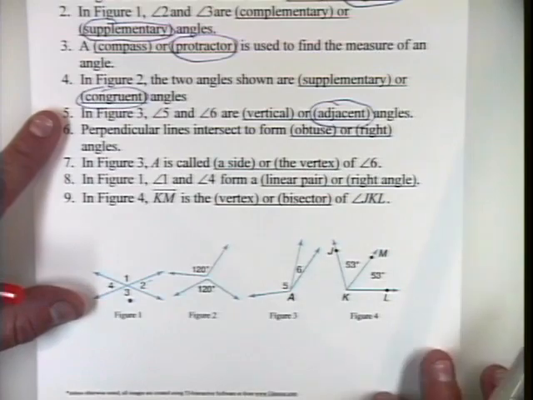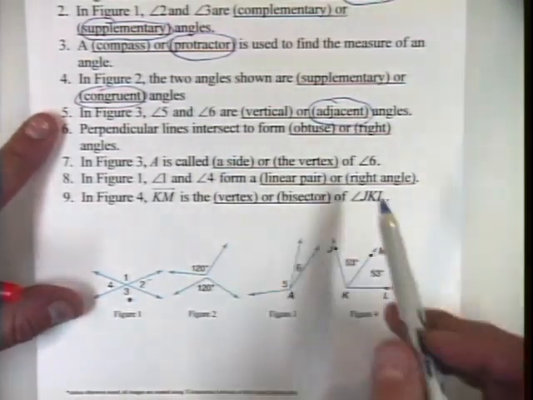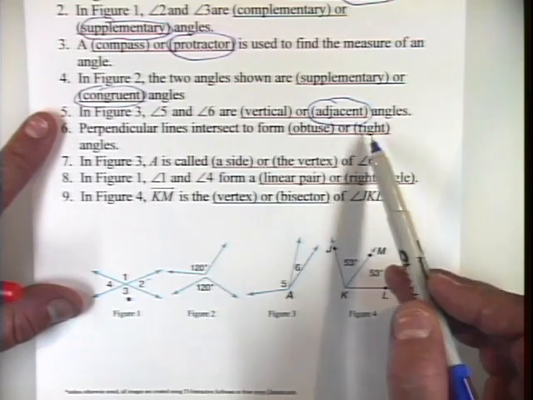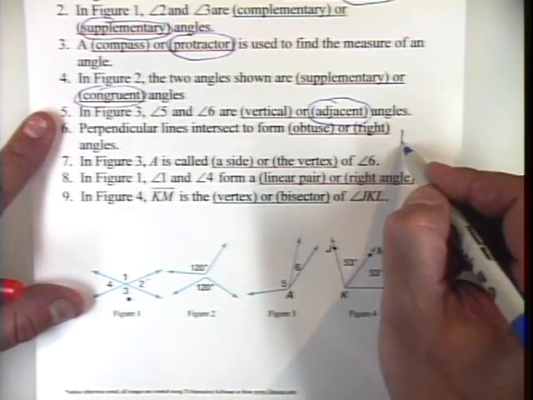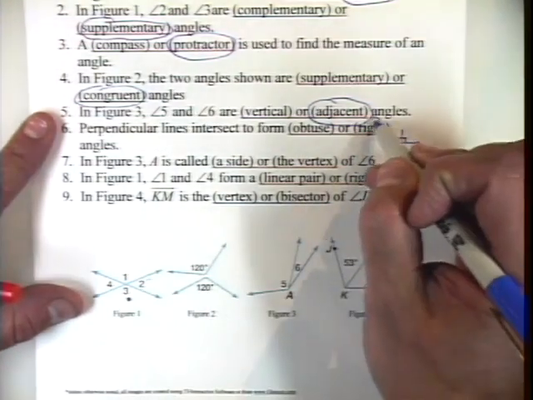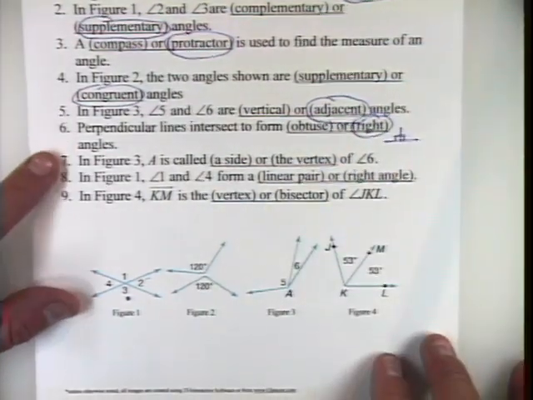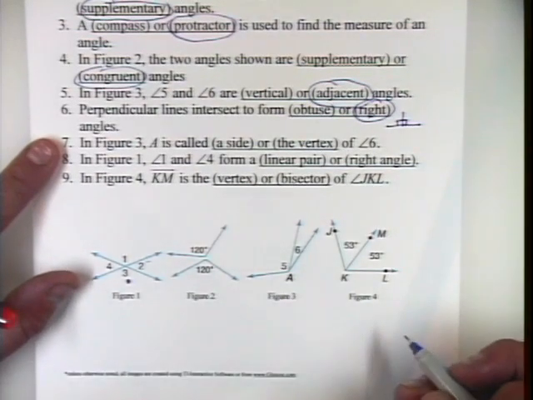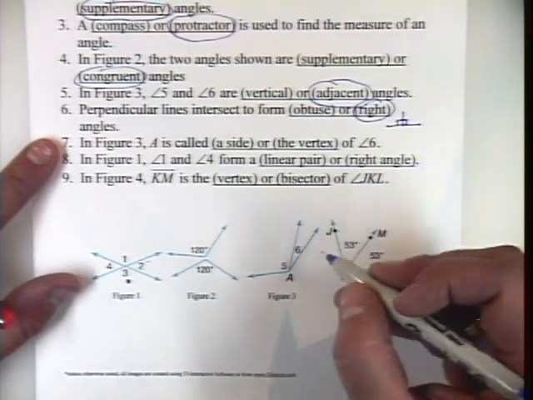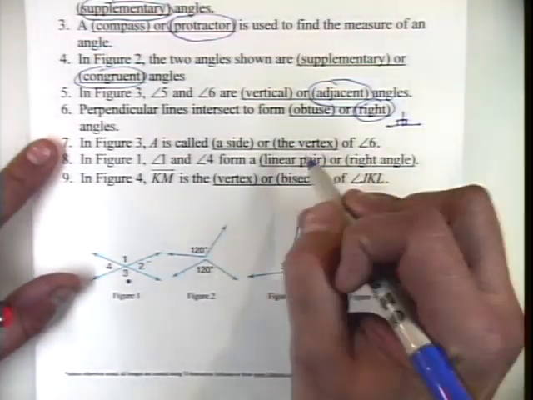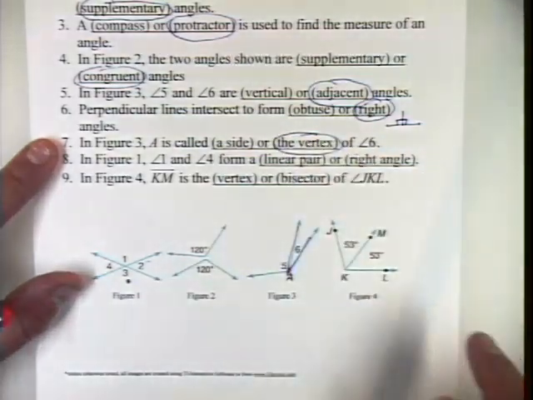Okay? Number 6, perpendicular lines intersect to form what type of angles? Obtuse, that means greater than 90, or right angles. Well, remember the symbol for perpendicular is actually a symbol that has two right angles. So perpendicular lines intersect to form right angles. Number 7, in figure 3, A is called the side or the vertex of angle 6. Well, remember, it's the common point for the two rays, and we call that the vertex.